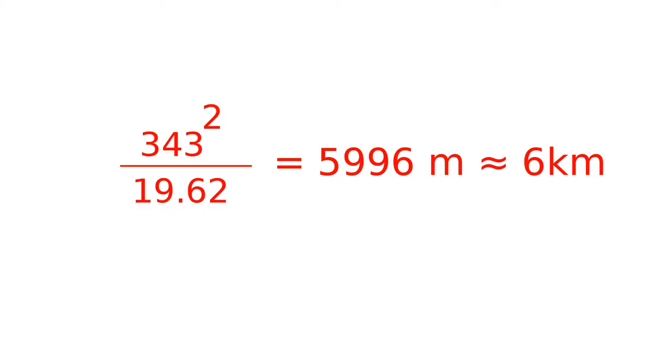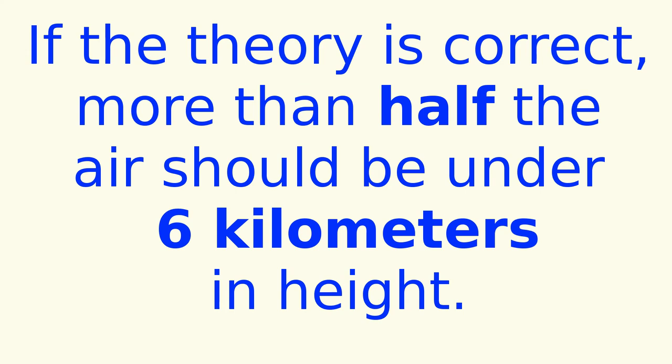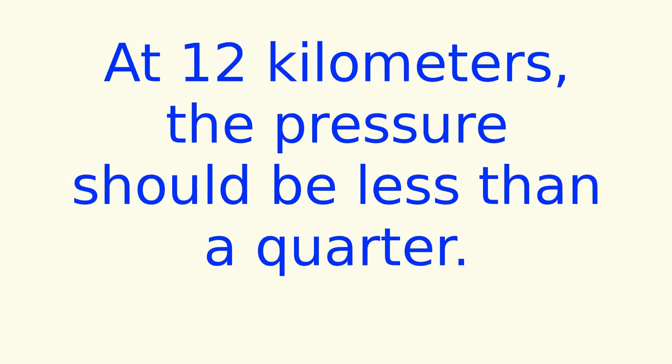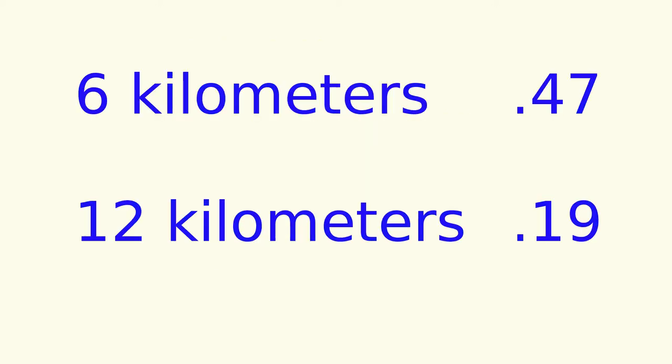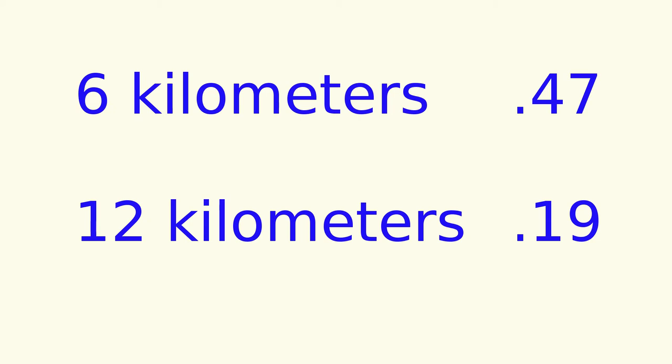If I put the 343 in the height formula already used, we get an average height of around 6 kilometers. If the theory is correct, we should see most of the atmosphere below 6 kilometers. That means the pressure should be less than half what it is at sea level. Another 6 kilometers to 12 kilometers should get the pressure to less than a quarter. The actual numbers I got from a calculator on engineeringtoolbox.com were 0.4 for the 6 kilometer height and 0.19 for the 12.